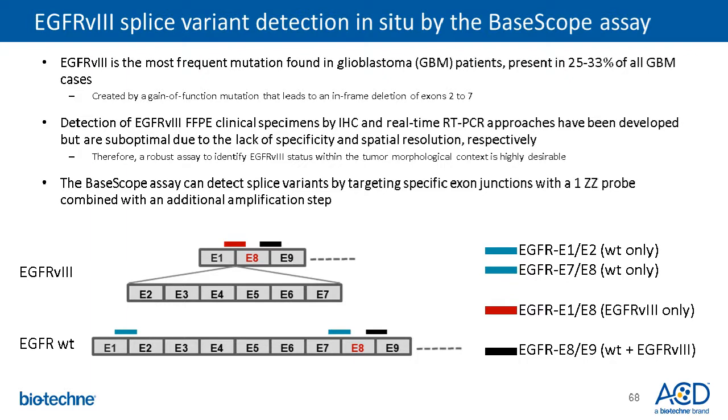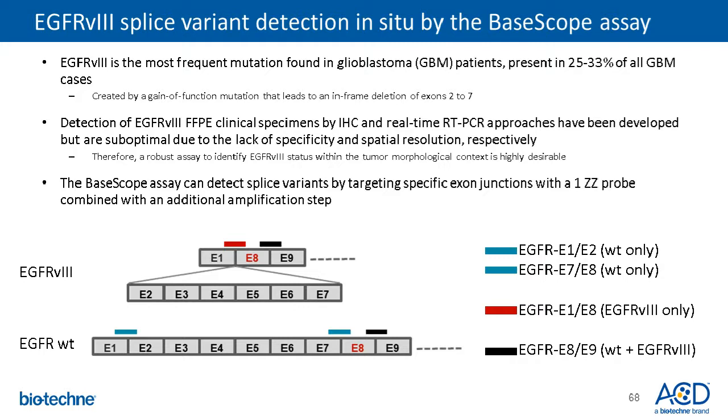And just as an example, I'm showing EGFRv3, which is a splice variant that arises from a gain-of-function mutation causing an in-frame genomic deletion of exons 2 to 7 and leading to constitutively active oncogenic signaling. It's the most frequent mutation found in glioblastoma patients. Detection of EGFRv3 in FFPE clinical specimens by IHC and real-time PCR approaches have been developed but are suboptimal due to the lack of specificity and spatial resolution, respectively. Therefore, we use the BaseScope assay to identify EGFRv3 status within the tumor morphological context.